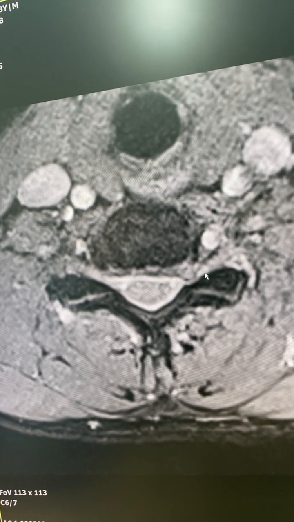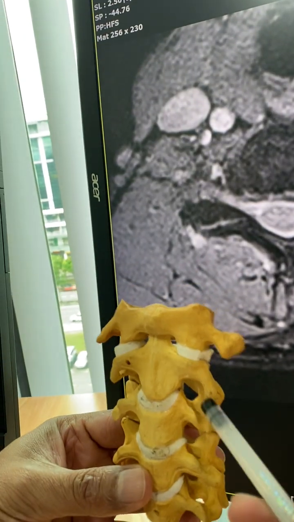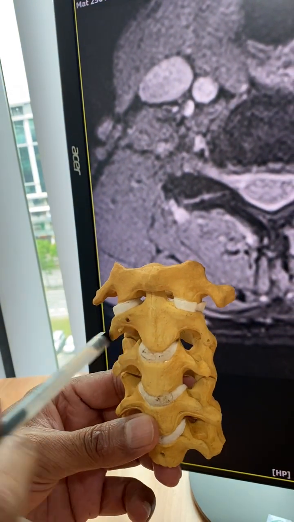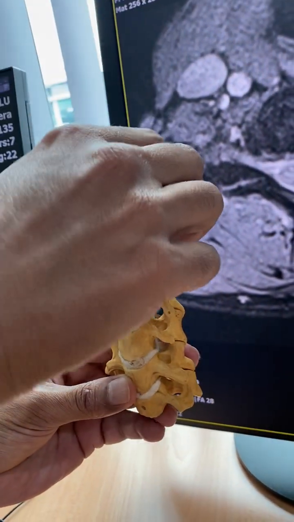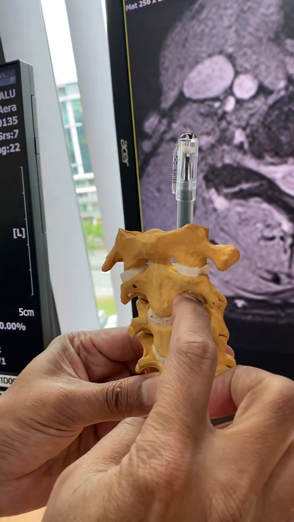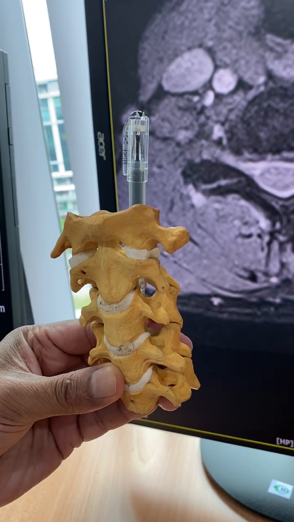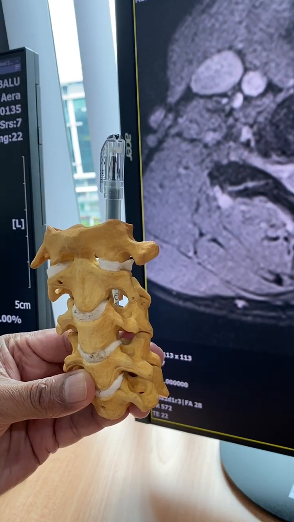At each level, there's this foramen here on the sides, on both right and left. So the nerve roots will come out. The spinal cord is passing through here, and then on the sides, at each level, there'll be a branch coming out. The ones that come out from here are heading to your upper limb.